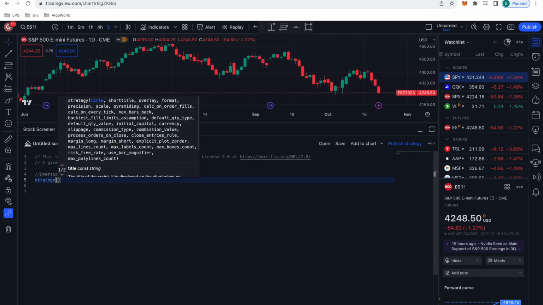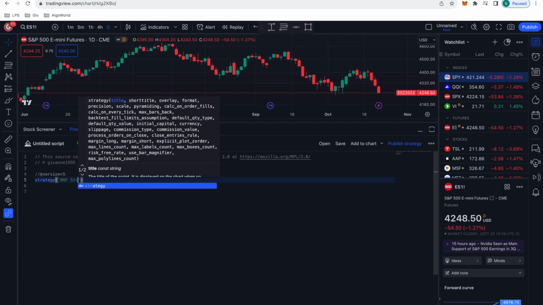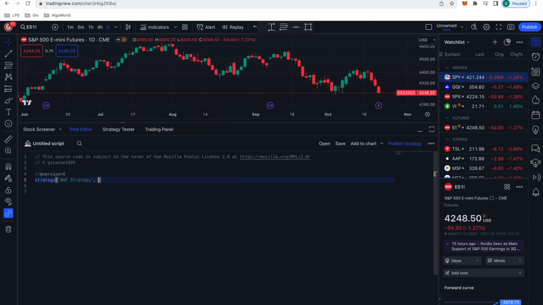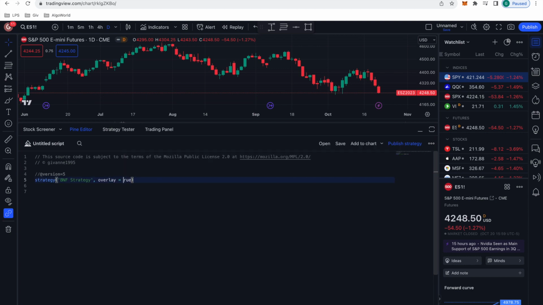We give it a good little name. We're going to call it BNF Strategy. Overlay, we have to set that equal to true because we want it to show on the chart. I come from Python, so it's always a capital T, but in Pine Script it's a lowercase t. Now this is just for commenting.